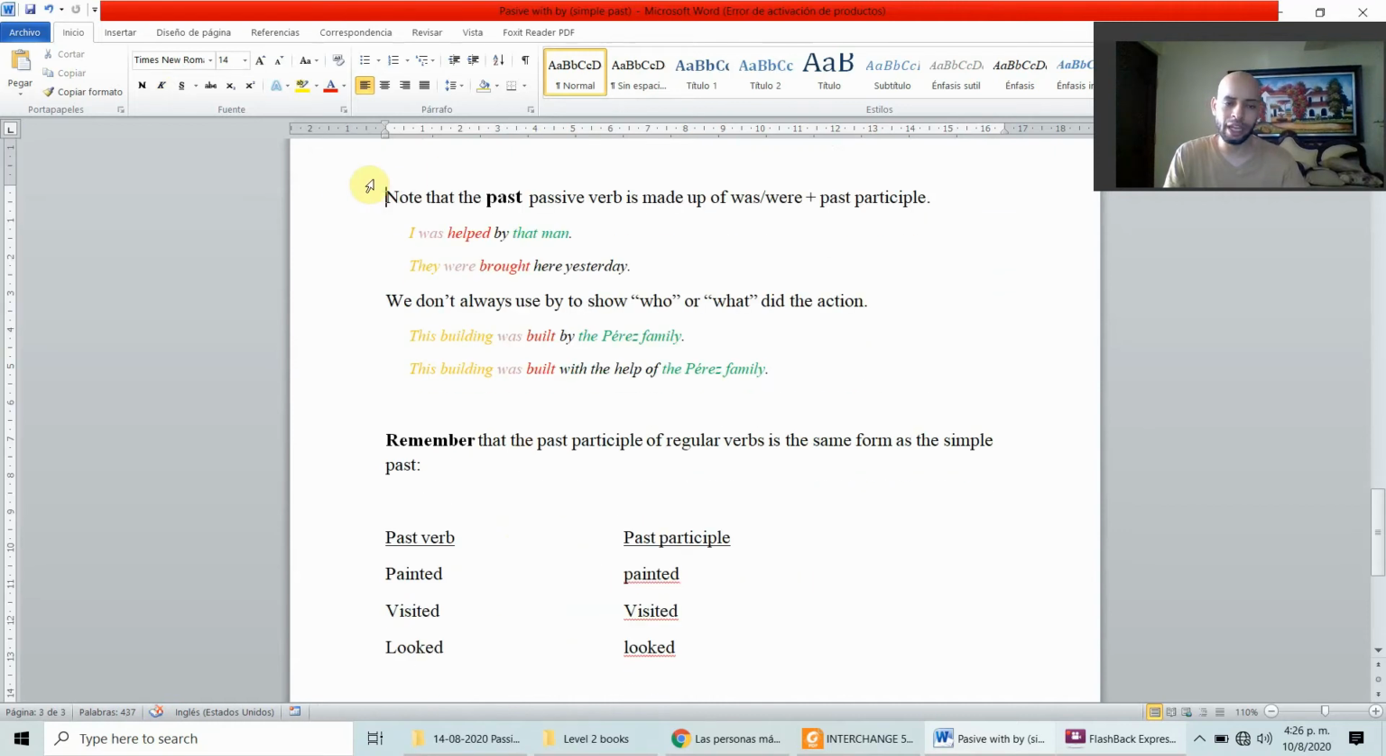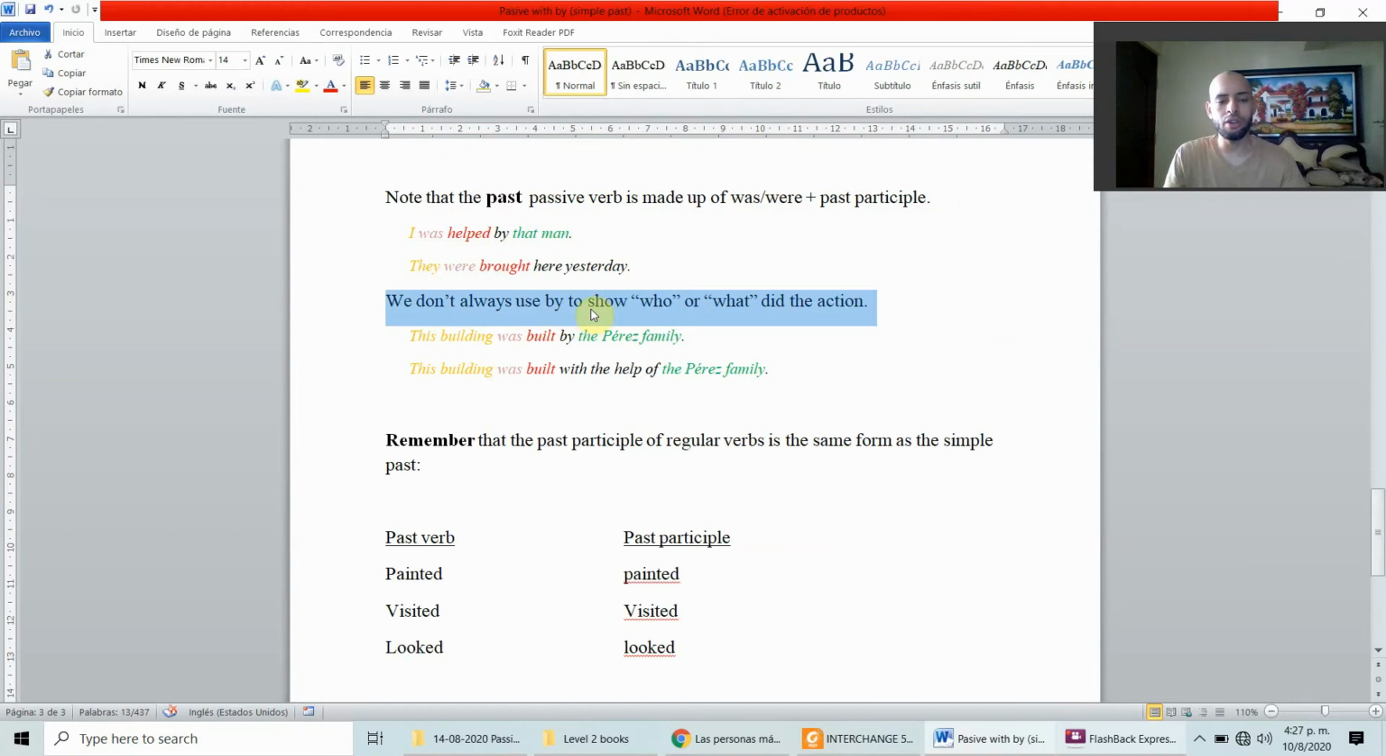So note, like we said earlier, that the past passive verb is made up of was or were plus the past participle. I was helped. The past participle of help. This is a regular verb. They were brought here yesterday. The past participle of bring. And notice we are using the past of be.